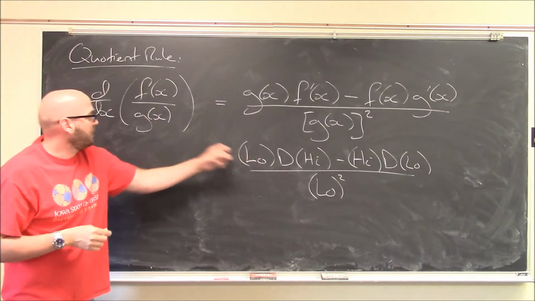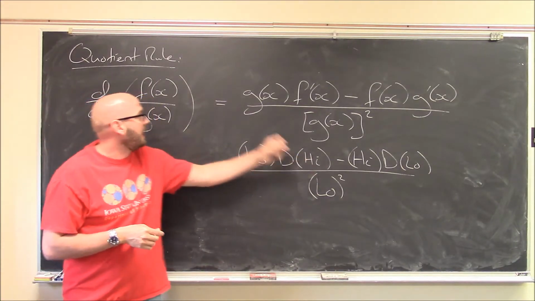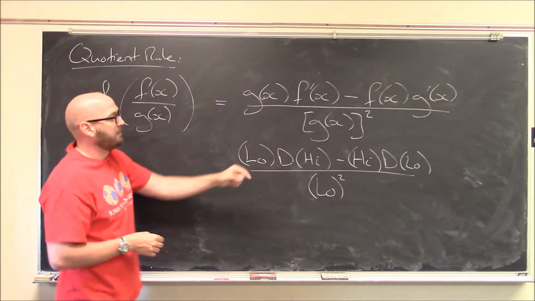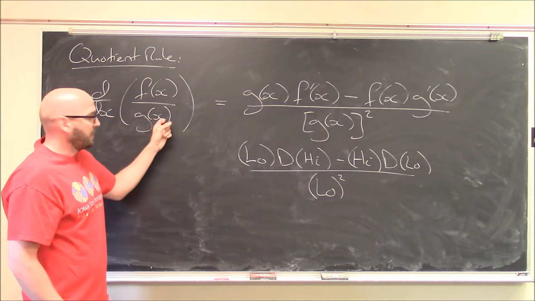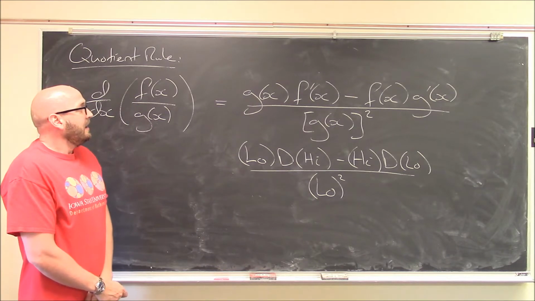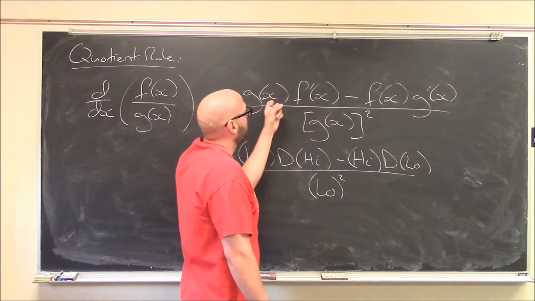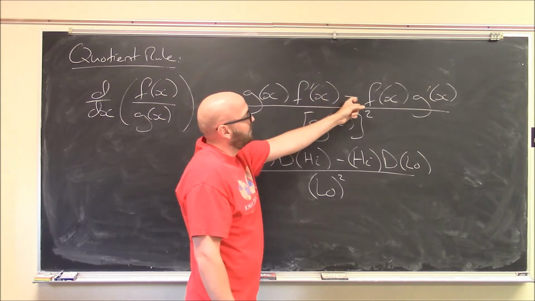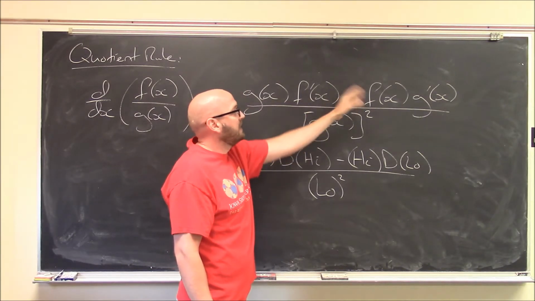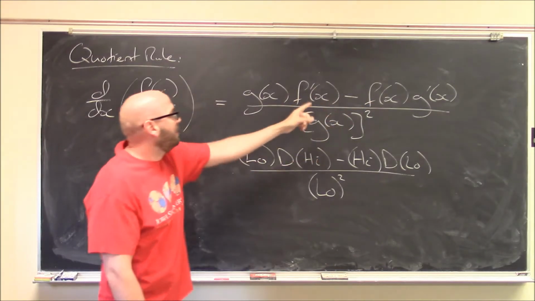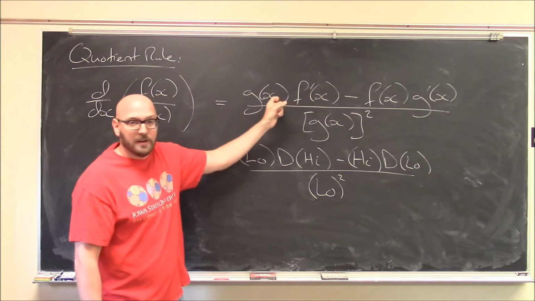Right? So it's the lower function times the derivative of the higher function, the top, minus the higher function, the top, times the derivative of the bottom, over low squared, the bottom squared. The order here matters, right? The order matters because we've got a minus sign. If they were added together, you could flip which order you write these, but because it's minus, you need to do this in the right order, right?